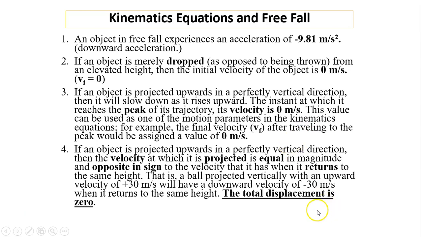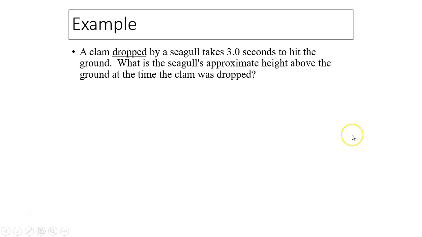So all these values are important. They are like hidden values. We need to write them down. Let's take a look at an example.